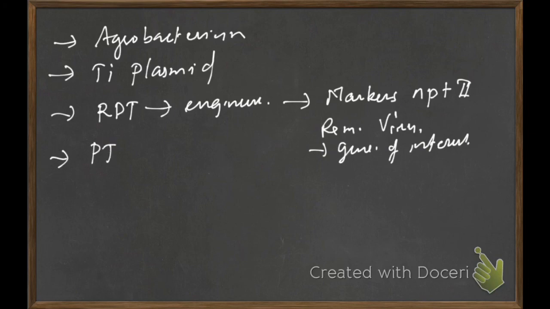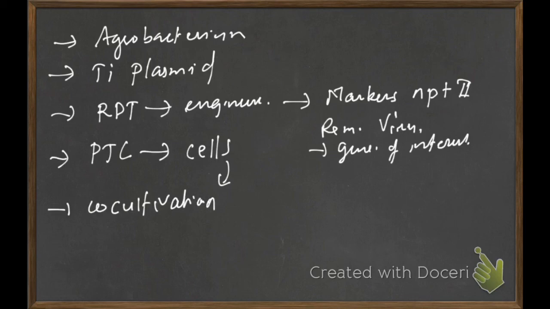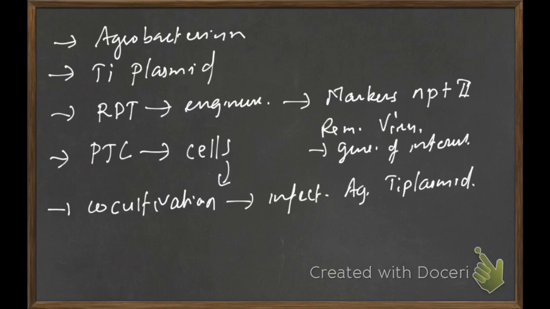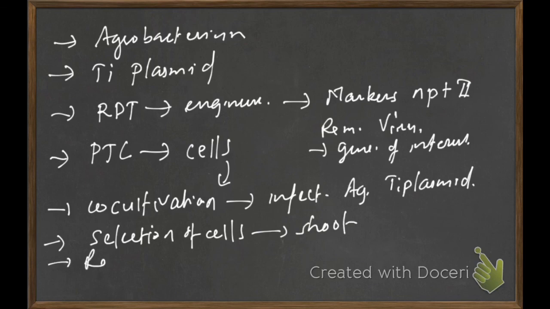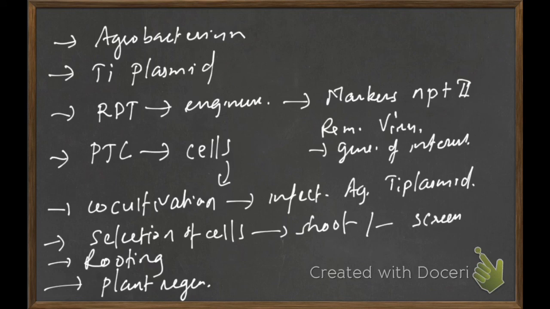Through plant tissue culture, we make cells. In the co-cultivation, we try to infect with the bacterium which has the Ti plasmid that is genetically modified. We will select the cells, and those cells are sent for shoot generation, then rooting, and plant regeneration. Then confirmation of our gene of interest is done by using many screening methods.